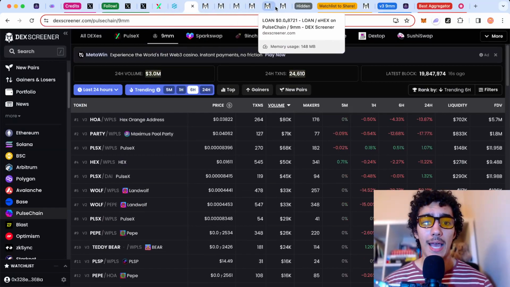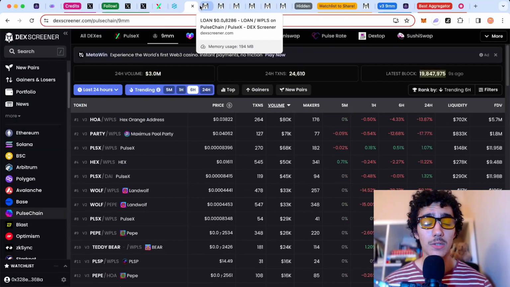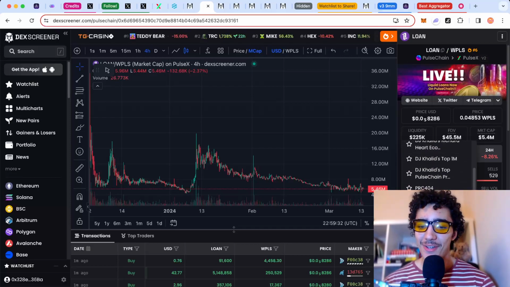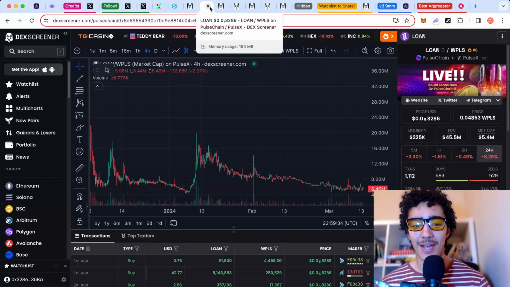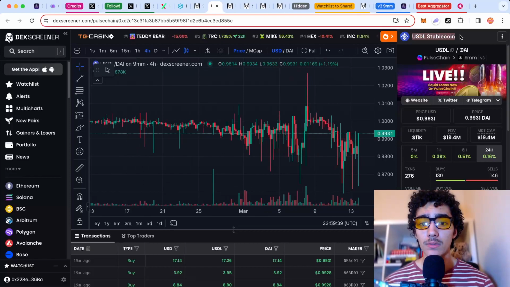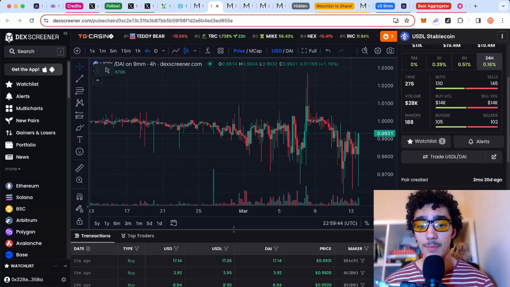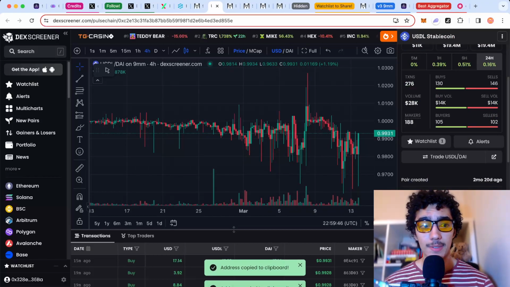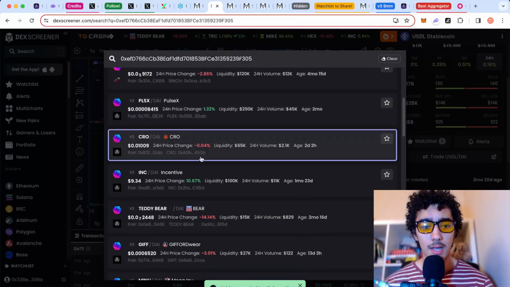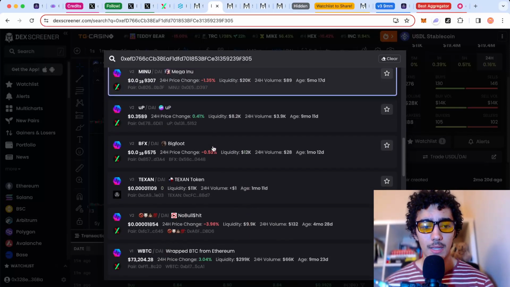I'm going to show you guys a handful that I've highlighted, and then I'm going to show you where I actually want to put it. The first one here was the Loan/WPLS. The reason being, this one is version 2. Okay, let's not add that. That's a fault of mine, my bad, guys. Okay, let's go to the next one. USDL/DAI, guys. I'm going to quickly double check. Is this PDAI or DAI? I think this is DAI. Yeah, that's DAI. It's not PDAI.